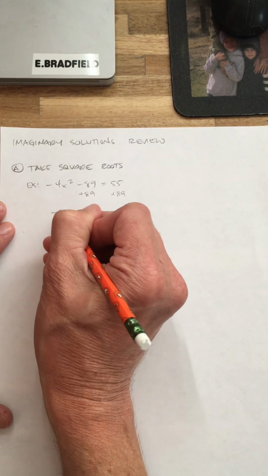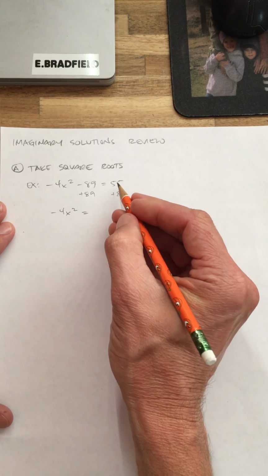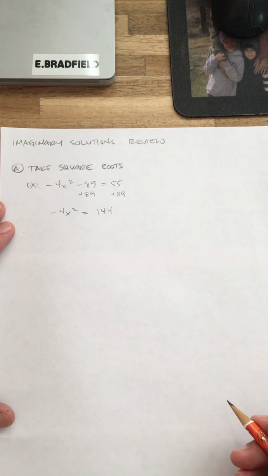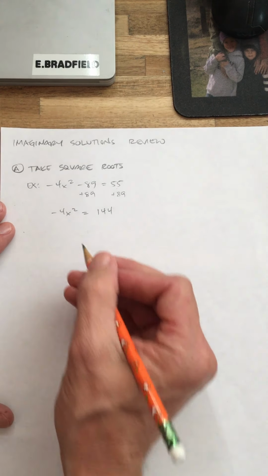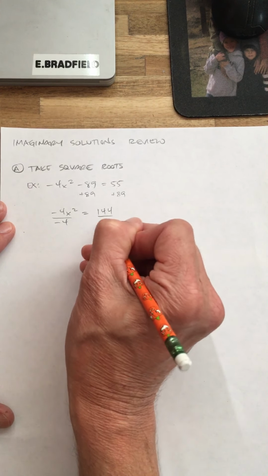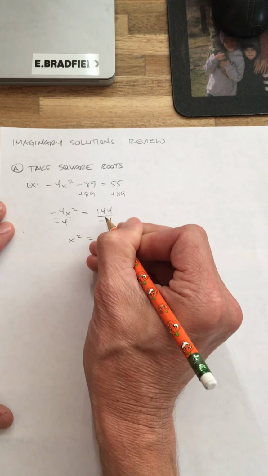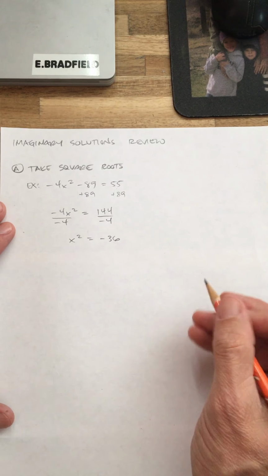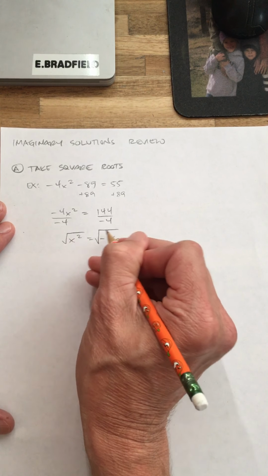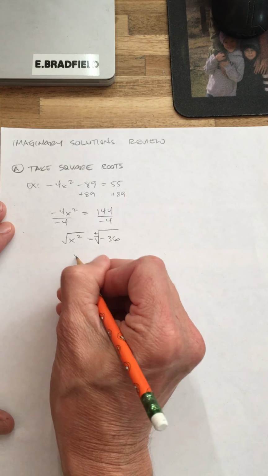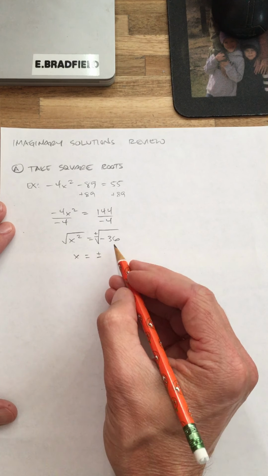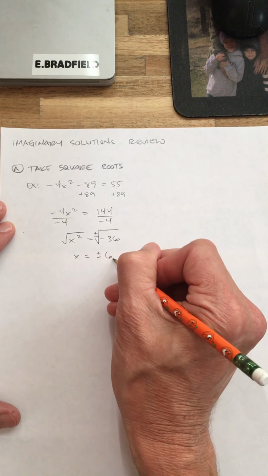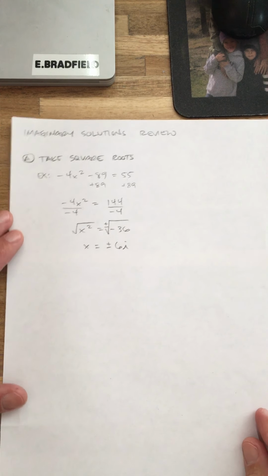We get negative 4x squared equals 55 plus 89, which I believe is 144. Then we will divide by negative 4 on both sides, and x squared equals 144 divided by negative 4, which is negative 36. Now we can take the square root on both sides. Don't forget plus and minus. The square root of x squared is x, equals plus or minus. The square root of 36 is 6, but since we're taking the square root of a negative number, that's going to be an imaginary 6. So you put 6i.